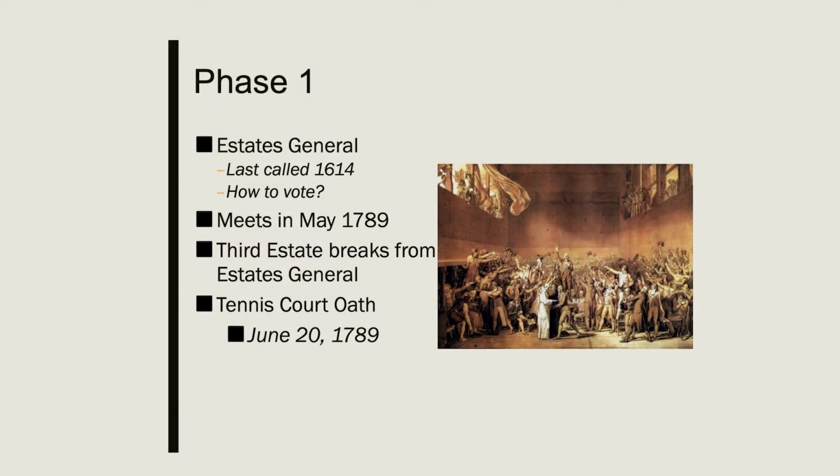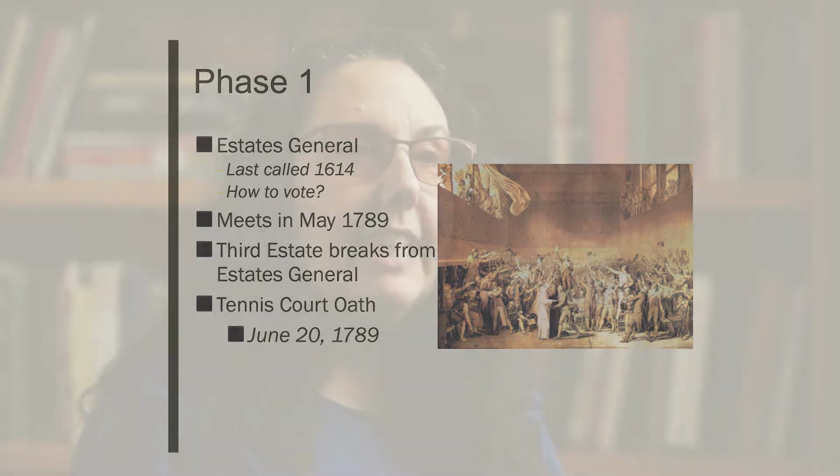An important issue was how the vote was going to happen in the Estates General. Now, traditionally in the Estates General, there are 3 estates. The first estate is the church. They're closest to God. The second estate is the aristocracy. And the third estate is all the commoners, which is, of course, the very largest group.